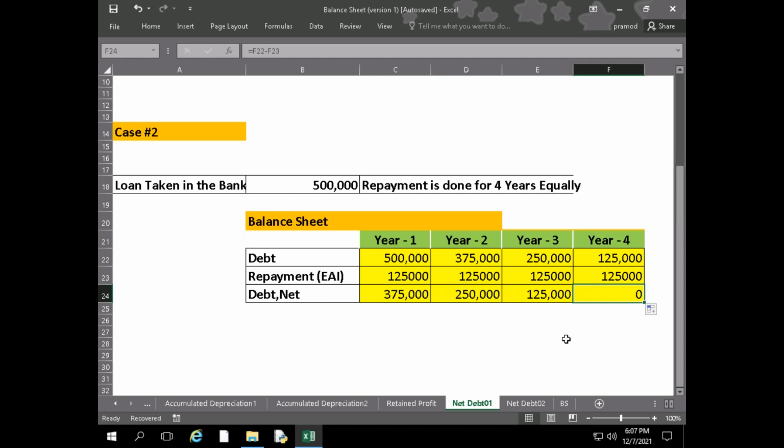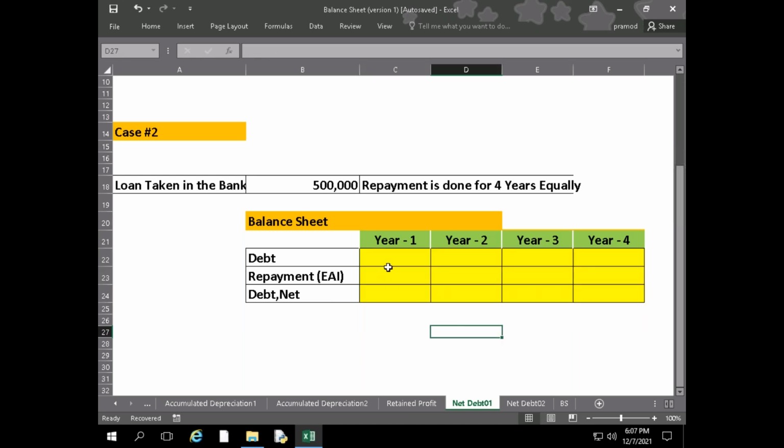This is how you need to do this, in the balance sheet. Once again, what is my debt amount? That is nothing but 5 lakh. So I'll just type it. Repayment amount: they are not giving you a percentage or anything. They are telling repayment is done for the 4 years equally. So that would be 5 lakh divided by 4. As it is being done equally for the 4 years, I will make it an absolute reference, so when I drag, it will take the first year and then 5 lakh only. Divided by 4. The net amount will be the debt minus repayment.